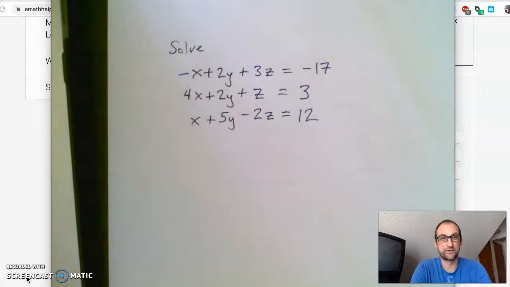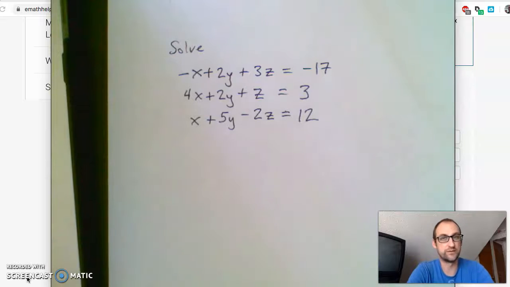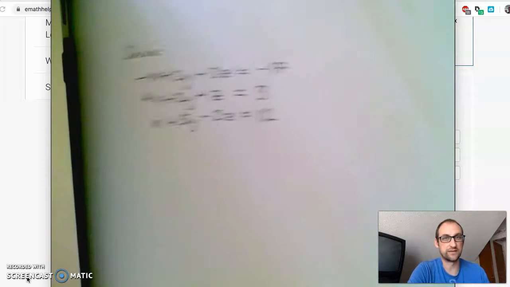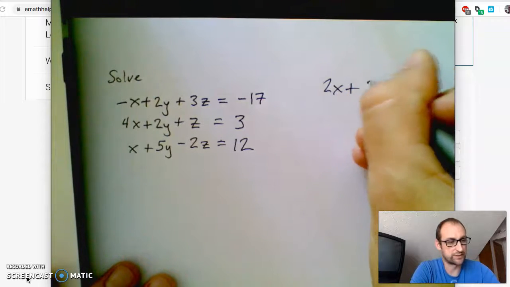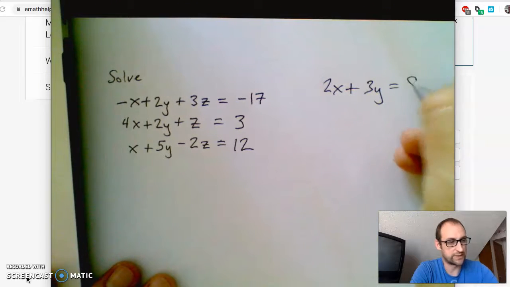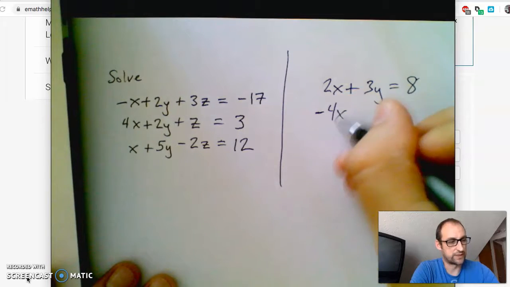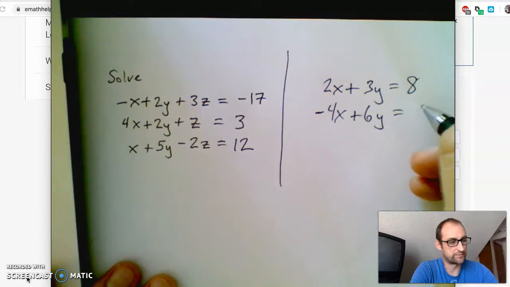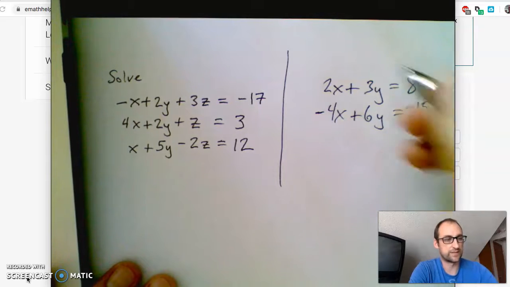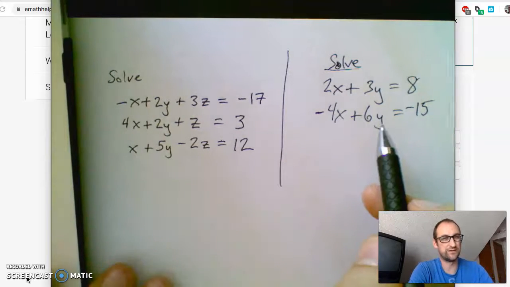So I'm going to shrink myself down there. This is a brutal problem. In Algebra 2, you would have something easier, like 2x plus 3y equals 8, that's just a separate problem, and then negative 4x plus 6y equals negative 15. So let's say you had that problem and you were asked to solve. I don't think you'd have too much trouble.